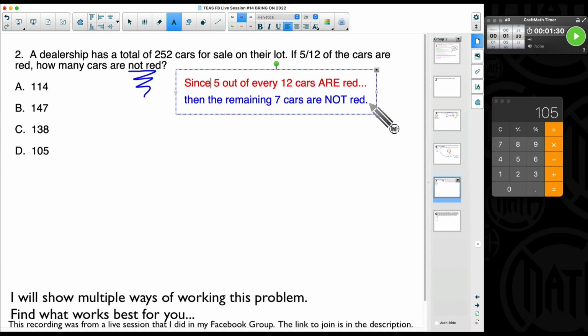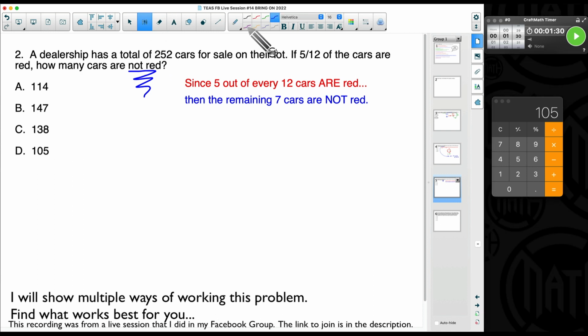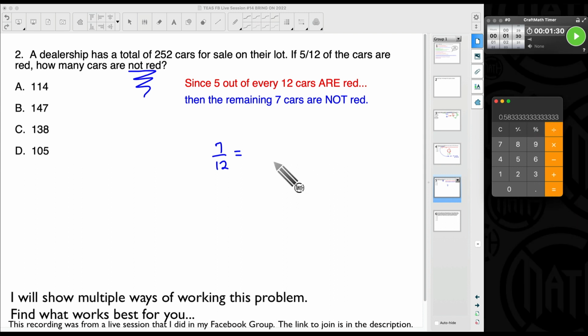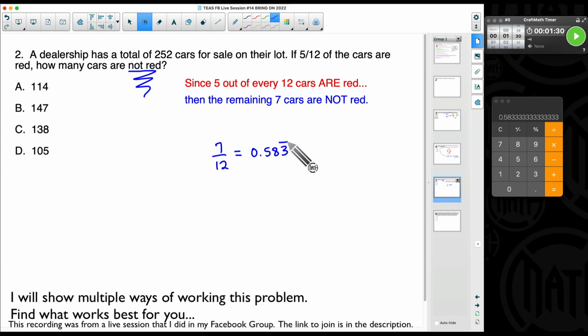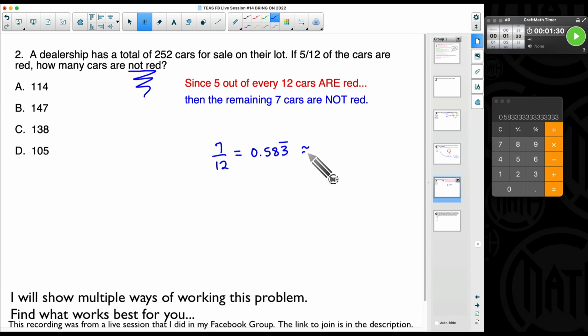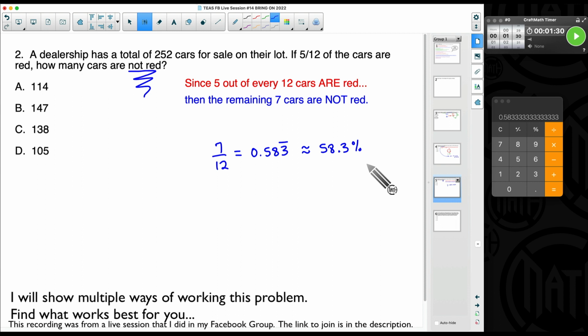So that's one little trick right off the bat. But now watch what I'm going to do. I'm going to say 7 out of 12. Let's convert that to a decimal. So 7 divided by 12. Our decimal is 0.58 and then a bunch of 3s. We don't necessarily have to convert this to a percent, but I'm still going to talk about that anyway. So if this is our decimal, our percent is somewhere around 58.3%.